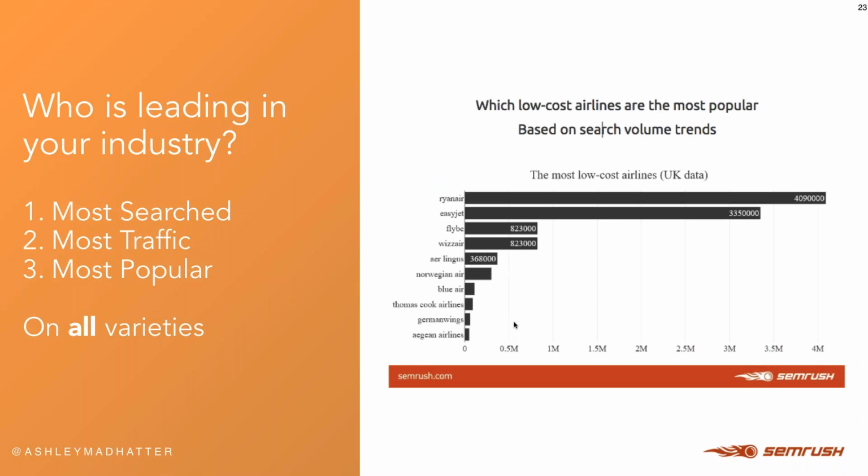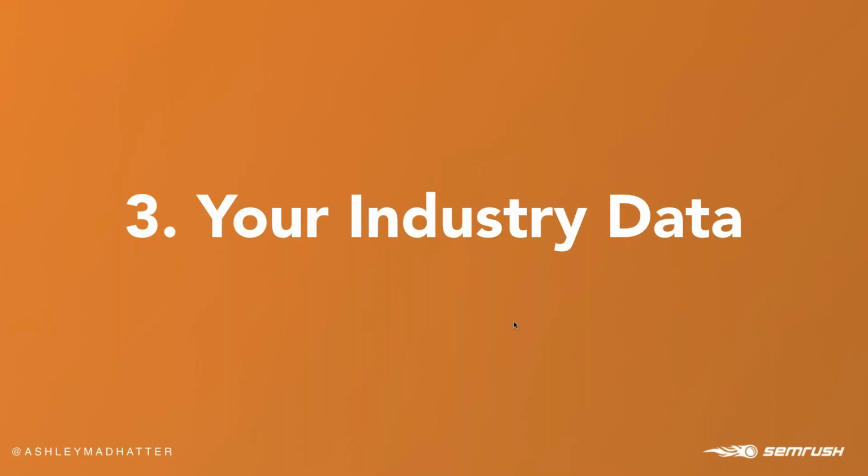And then you look at who's the most popular. So this is low-cost airlines, who's the most popular based on search volume trends. And looking at the lowest cost airlines, Ryanair wins by far in terms of the most popularity by search volume trends. If you're in the travel industry, you need to be on this chart. You need to be high on this chart. And if you're not, you need to be able to look at data to become aware of the fact that you're not participating with your competitors in a search like this.